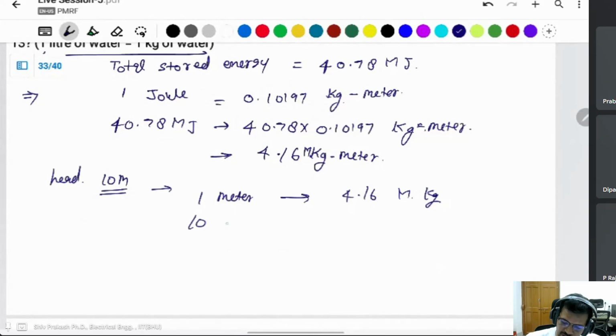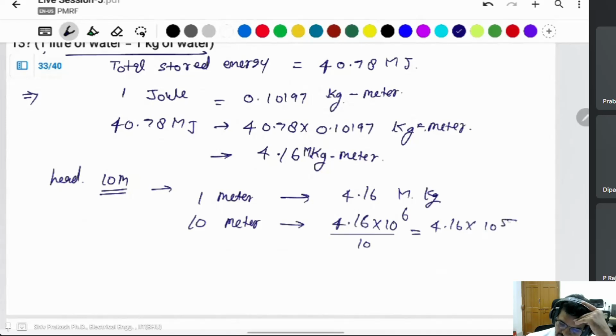Then for 10 meters, if the head is given as 10 meter, then it will be 4.16 into 10 to the power 6 divided by 10. That is 4.16 into 10 to the power 5. It will be 416 kg.